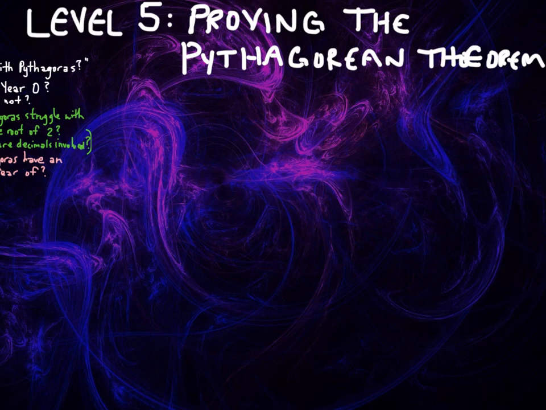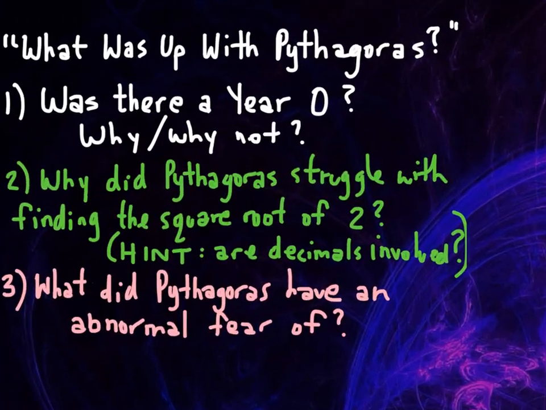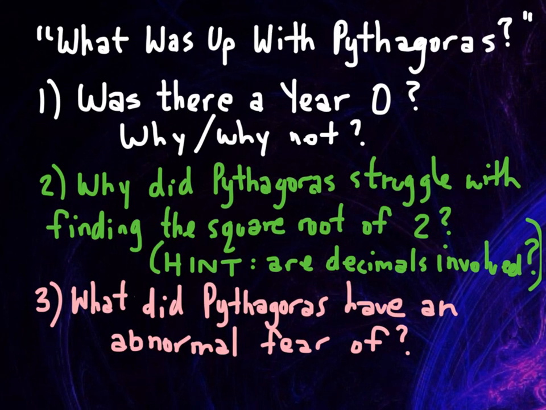and watch this. It's almost 10 minutes long, but it's pretty interesting, and you get to learn a bit of a backstory about the guy that came up with this theorem. So the title of the YouTube video is What Was Up with Pythagoras, and I'll add a link to the video in the comments below.